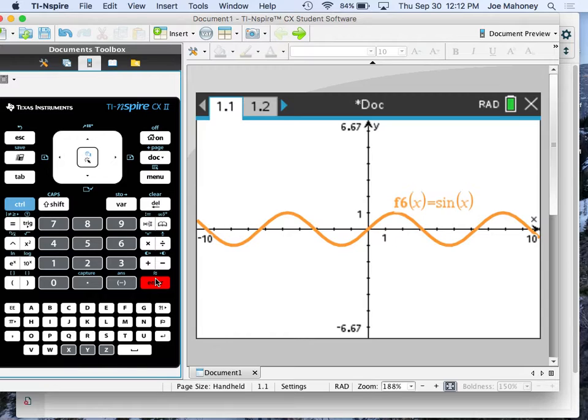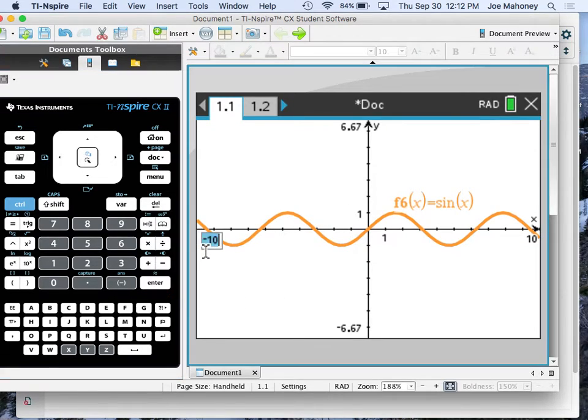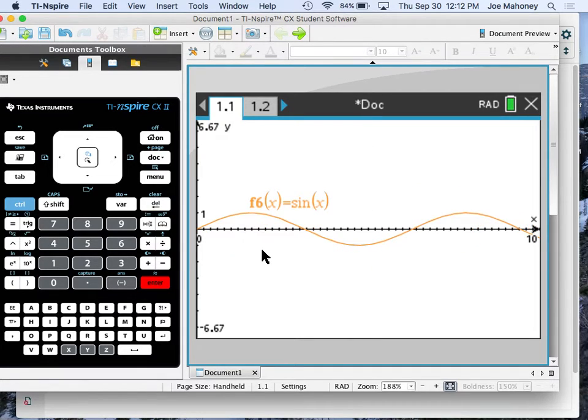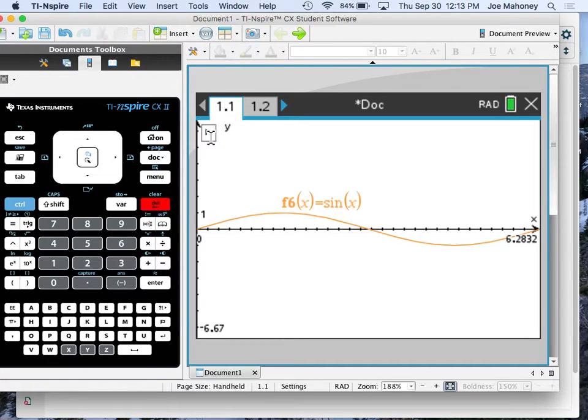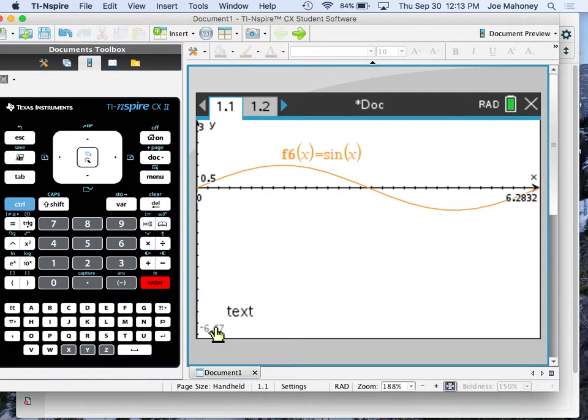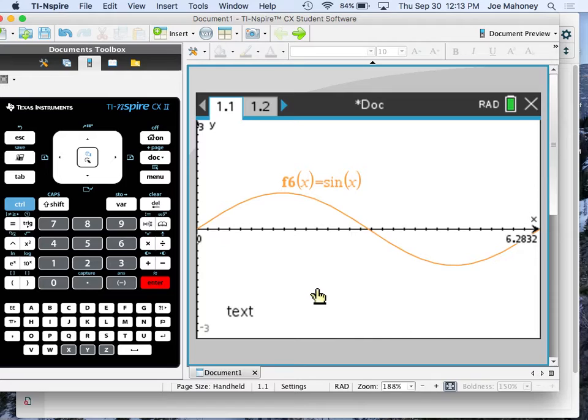I'm going to edit a few things on this graph. I'm going to change my minimum value here by double clicking on it. Let's call it 0. And I'm going to change my maximum value. There we go. Let's set that to 2 pi. Watch this. If I type in 2 pi, it knows what pi is. And I'm going to make the maximum y value a little bit smaller, maybe up to 3, and we'll make the minimum down to -3. So that's a nice looking picture of what the sine graph looks like.